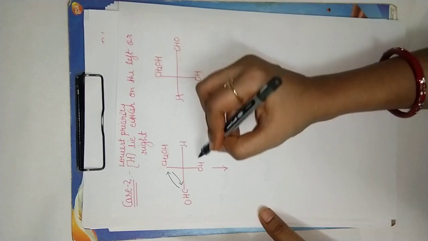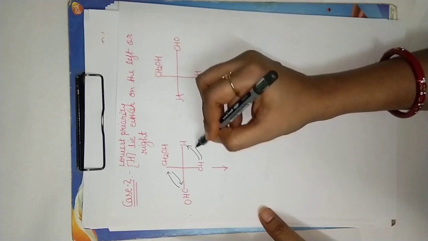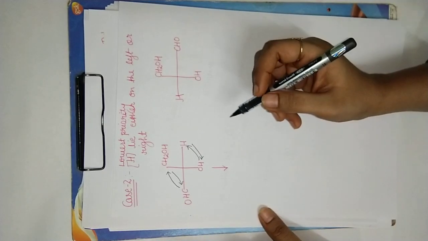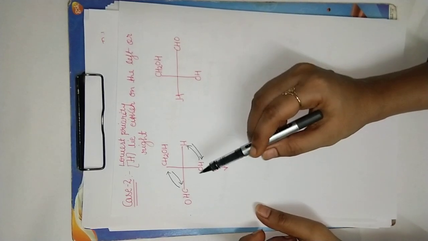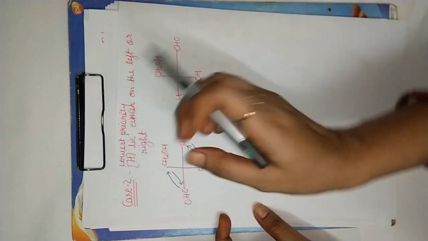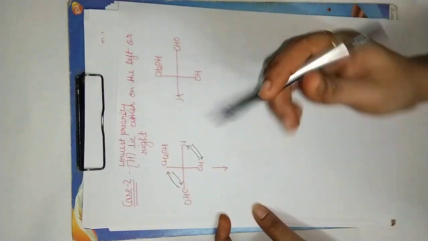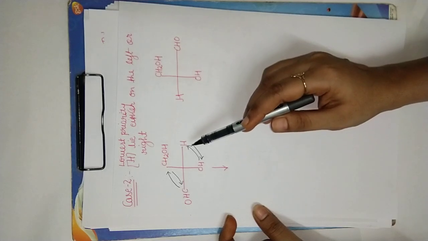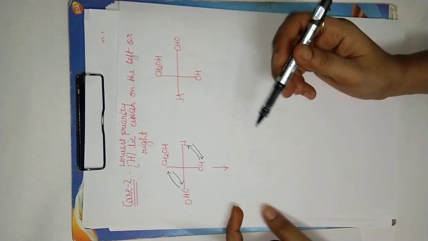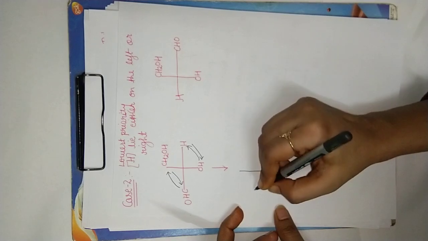Rotate the compound by 180 degrees. After a 180 degree rotation, what will happen? Okay, you got it. After a 180 degree rotation, horizontal bonds become vertical and vertical bonds become horizontal. Then what will happen? Does the lowest priority H come on the top or on the bottom? Okay, then what will happen?